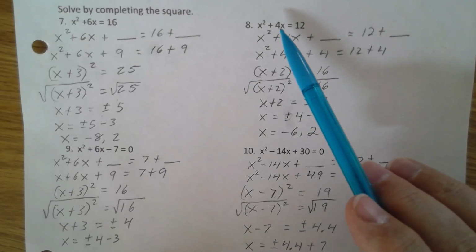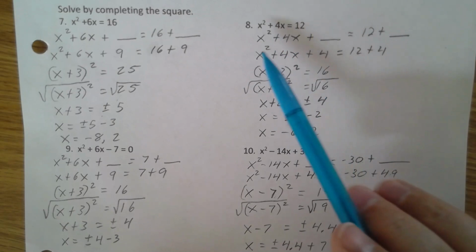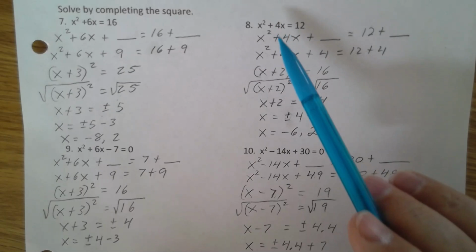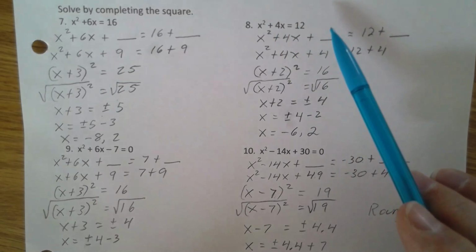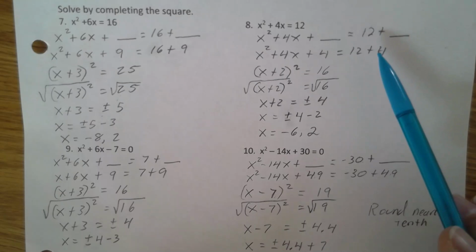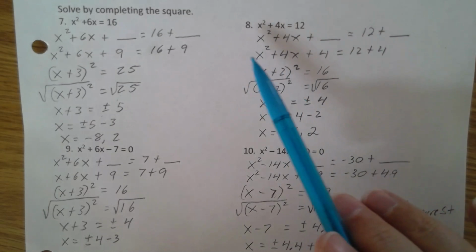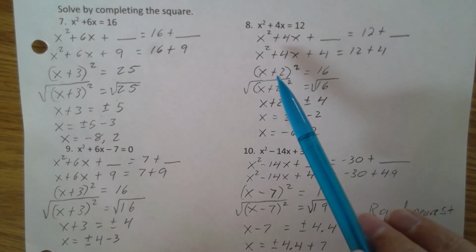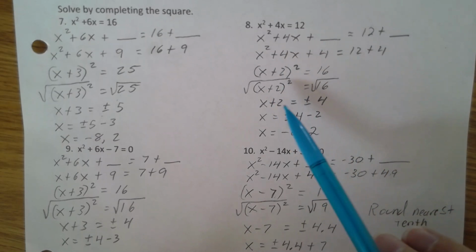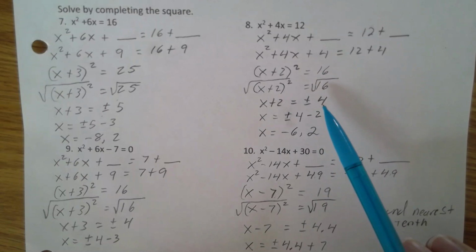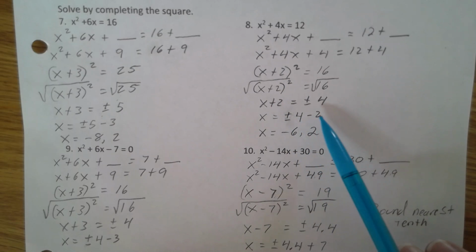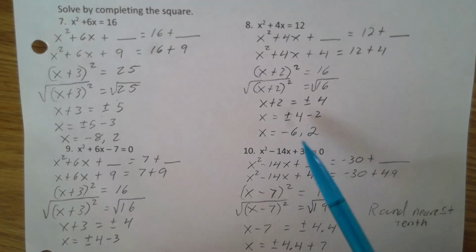Take a look here. What number do I need to add so that I will have a perfect square trinomial right here? Well, half of 4 is 2, squared is 4. So I have to add 4. And when I add to this side, I have to add over here to this side. So this factored is x plus 2 quantity squared, and then 16, square roots both sides, and I get x plus 2 is plus or minus 4. Subtract 2 to solve for x, so it's plus or minus 4 minus 2, so I get negative 6 and 2 as my answers.